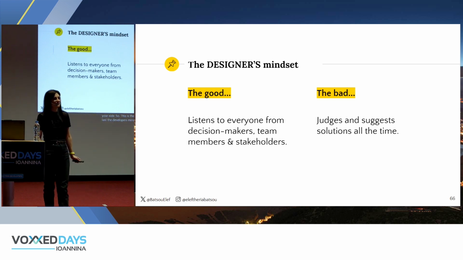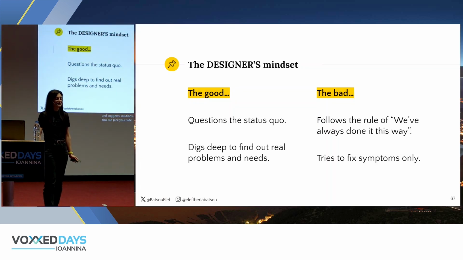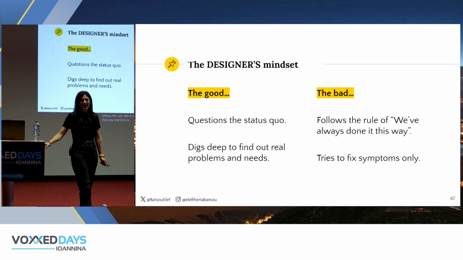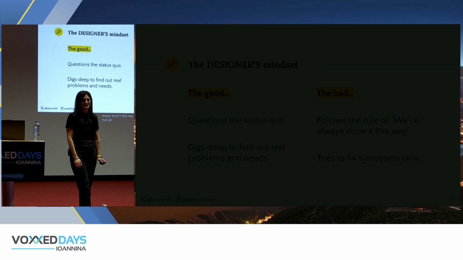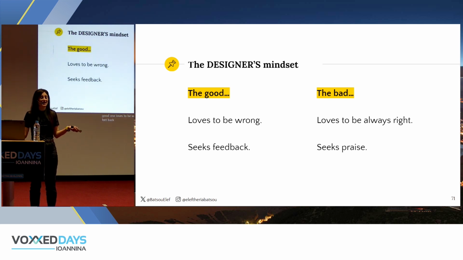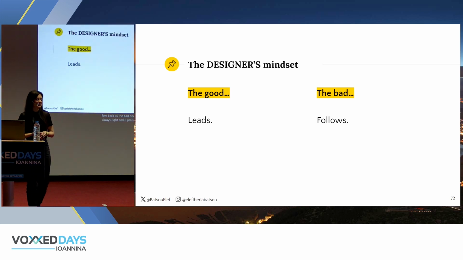The good one listens to everyone from decision makers, team members, and stakeholders, whereas the bad one judges and suggests solutions all the time. You can pick your side. Now, the good one questions the status quo and digs deep to find out real problems and real needs, whereas the bad one follows the rule, we've always done it that way, and tries to fix symptoms. I think that especially the part of we've always done it that way is something that we listen to quite often. Now, the good one loves to be wrong and seeks feedback, whereas the bad one loves to be always right and seeks praise. The good one leads, and the bad one follows.